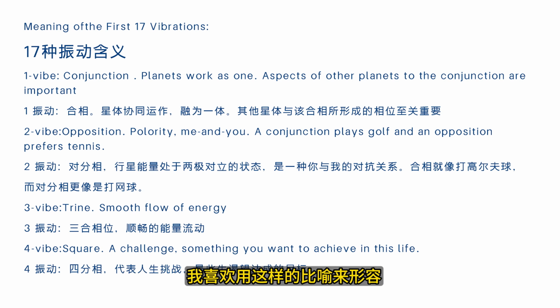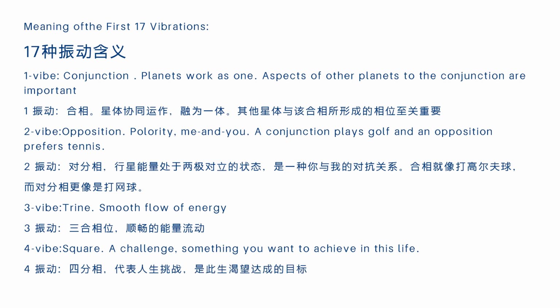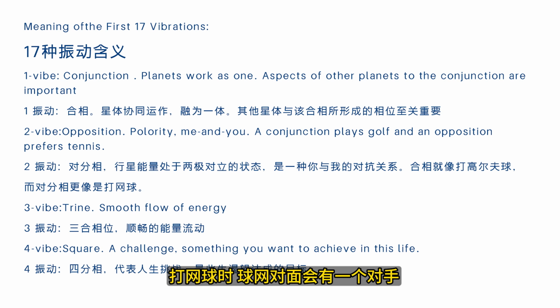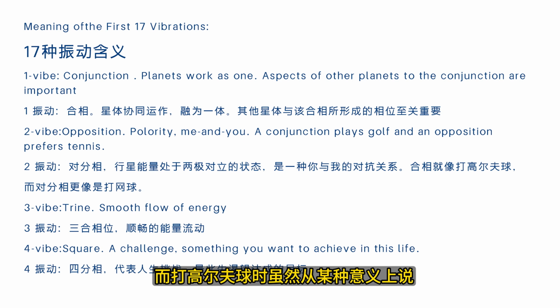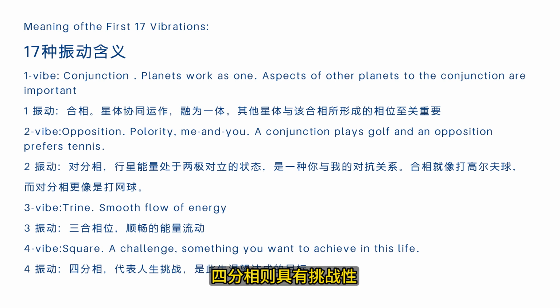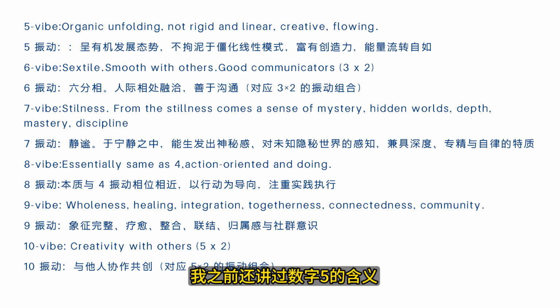So I like to say a conjunction plays golf and opposition prefers tennis, because in tennis you have an opponent on the other side of the net. So it's a me and you. Golf, you might be playing against somebody in a sense, trying to get a better score, but it's more of a solo game. Trine is a smooth flow of energy. We already know that. Square is challenging, something you want to achieve. I already described 5. 6, the sextile, is also a smooth aspect.